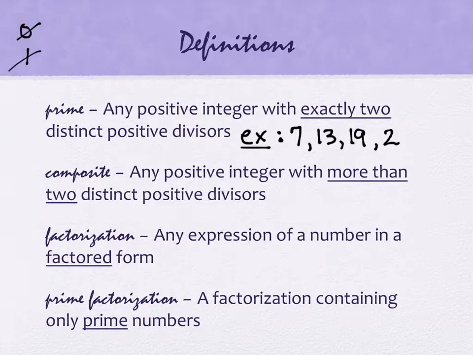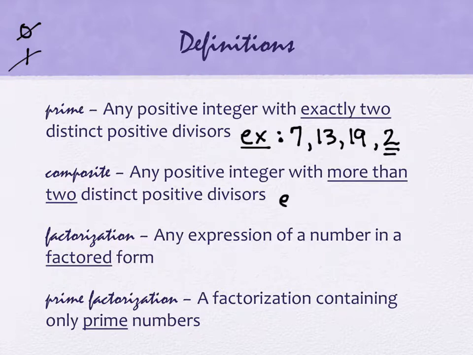Now, a very interesting note is that 2 is very different than the other numbers. How so? It's even, and it is the only even prime number. Any other even number would actually be divisible by 2 as well, and so it would have more than 2 divisors. Okay? So if we have more than 2 distinct positive divisors, it's called composite.